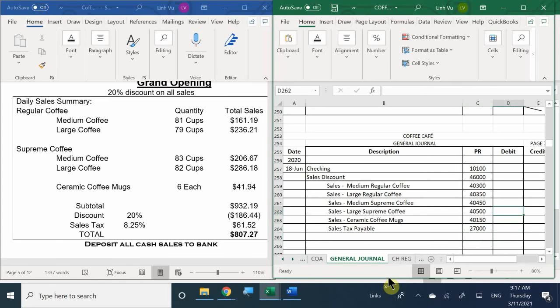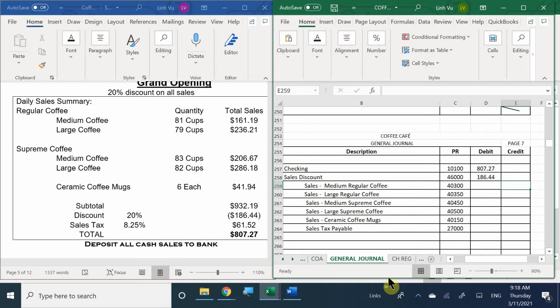So for each one, all right, how much cash am I supposed to be receiving? Anybody? How much cash am I supposed to receive? 807.27. Okay. How much was my discount for? 186.44. How much of my regular coffee did I sell of the medium size? 161.19. Large size?